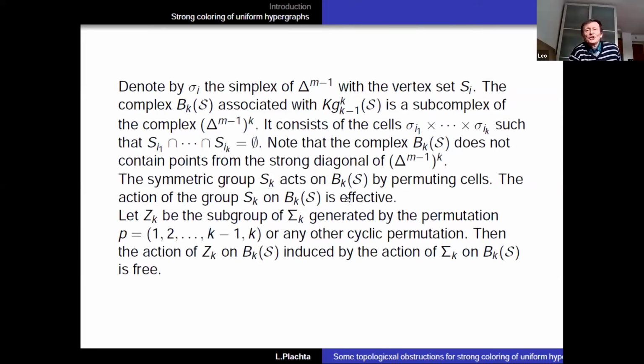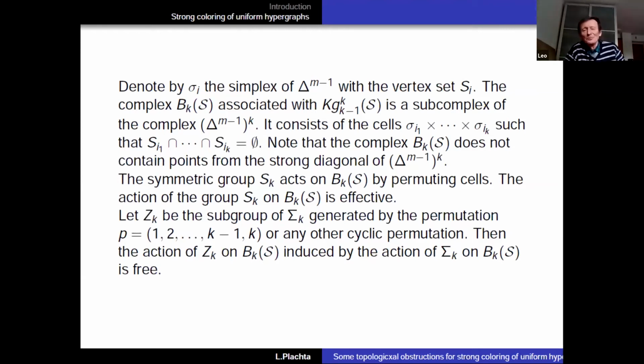And to each hyperedge of dimension k, there corresponds a cell of such type, the cells of the Cartesian products of the corresponding simplices. And these simplices have the property that they don't intersect the strong diagonal of the k-fold Cartesian product. And so the symmetric group S_k acts on this cell complex.